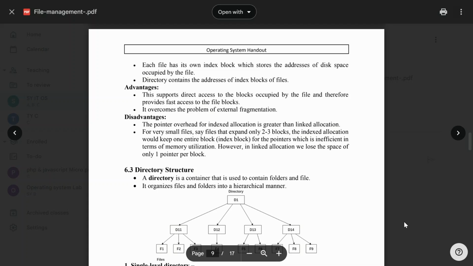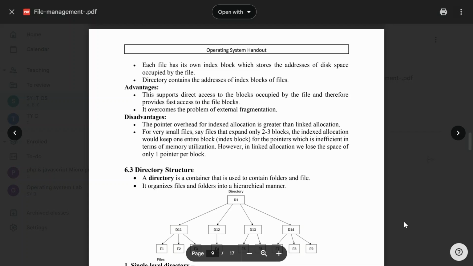Now, what are the disadvantages? The pointer overhead in indexed allocation is greater than linked allocation. Okay, the pointer overhead is greater than linked allocation. For very small files, say files that expand only to 3 blocks, the indexed allocation would keep one entire block for the pointers, which is inefficient in terms of memory utilization.